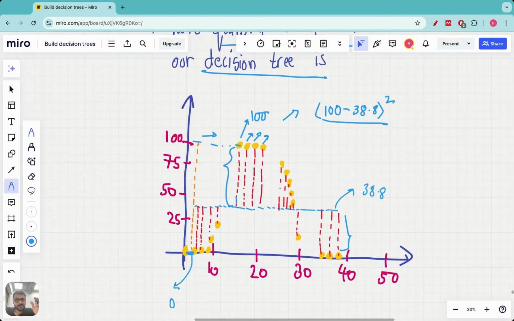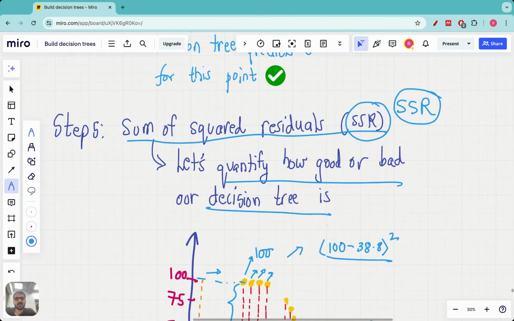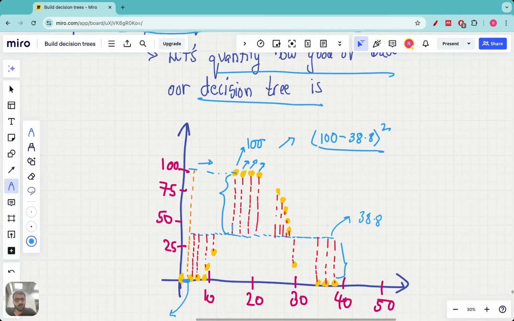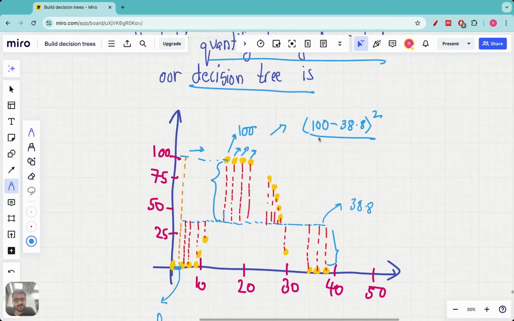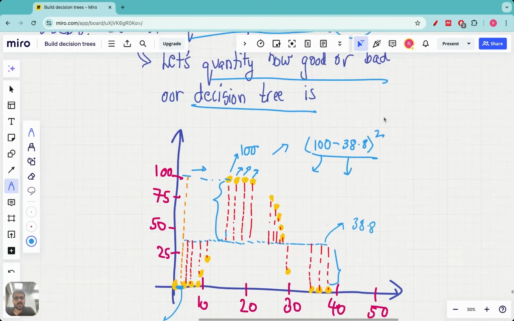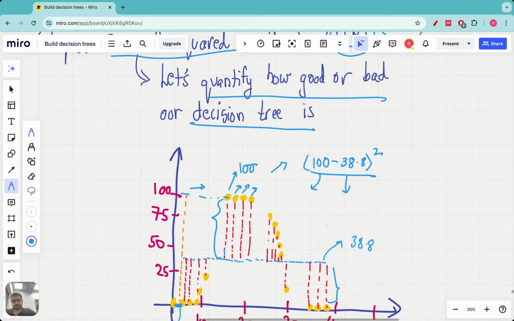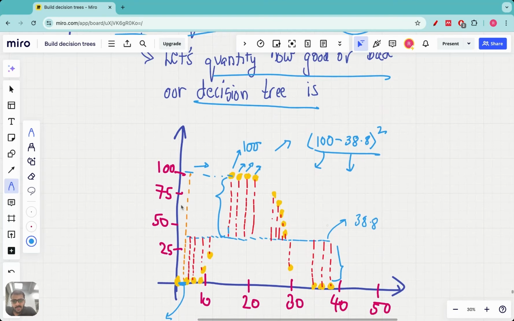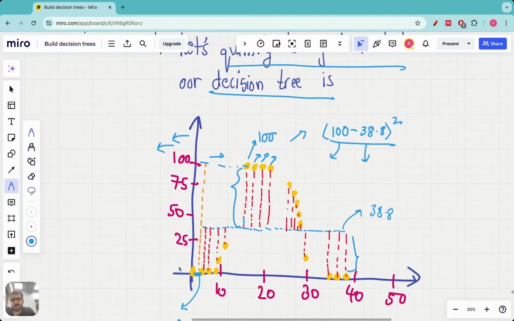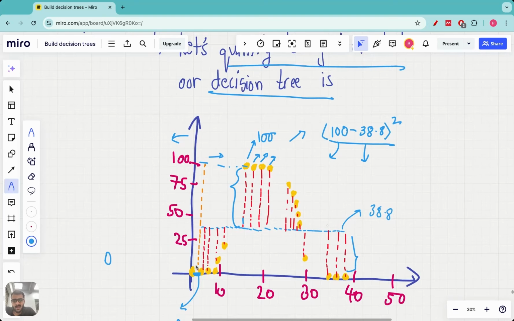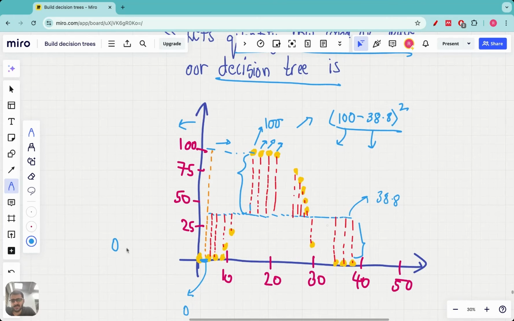That's the error. That's why it's called the sum of squared residuals. Why residual? Because it is the difference between the true value and the predicted value. And squared residual because we take the square. And why do we have the summation? Because we add all of these squared values together. Even for the left hand side, the true value for this point is 0 and the predicted value of our decision tree is also 0. So the error for this point is going to be 0 minus 0 whole square.